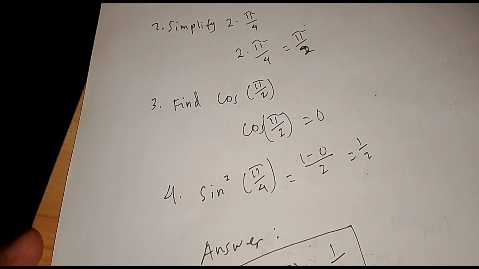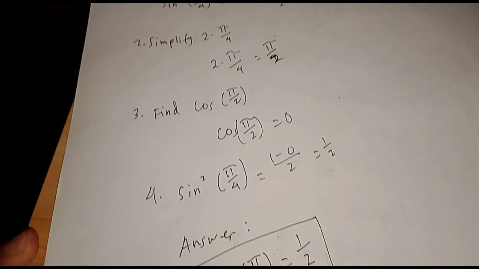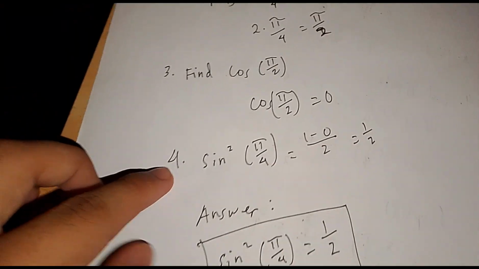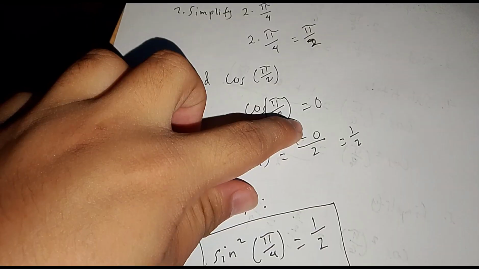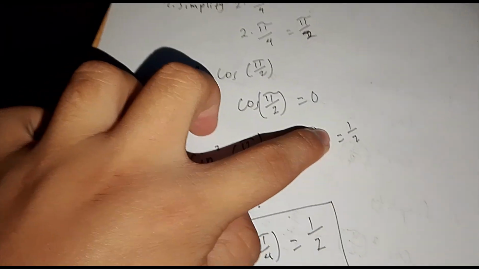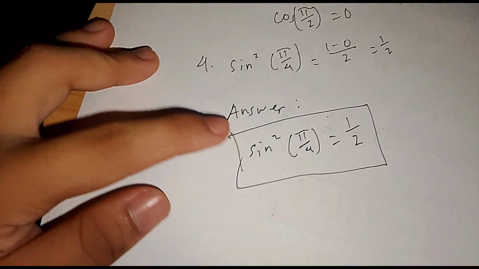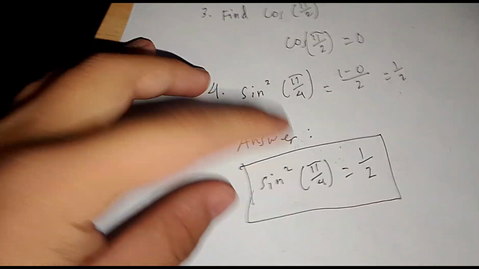So find cosine pi over 2. Cosine pi over 2 is equal to 0. So number 4, sine squared pi over 4 equals 1 minus 0 over 2, so equal to 1 over 2. So the answer of sine squared pi over 4 is 1/2.